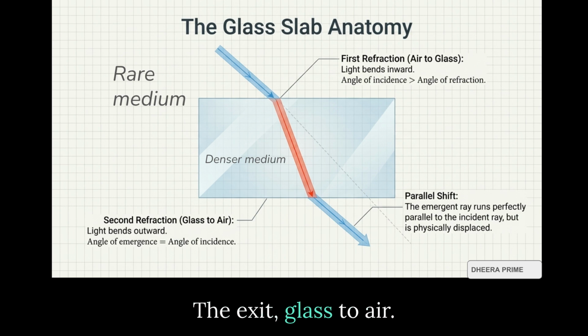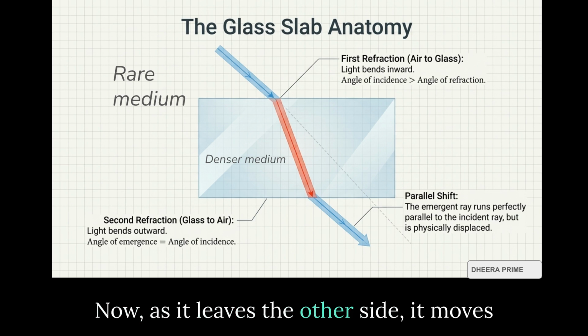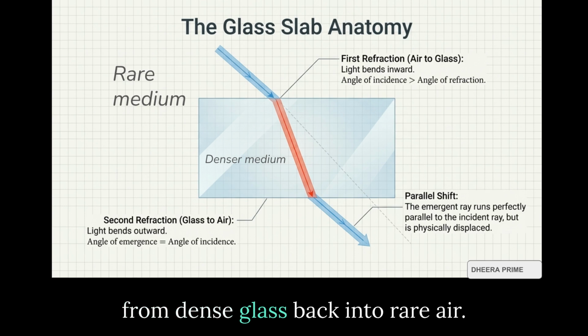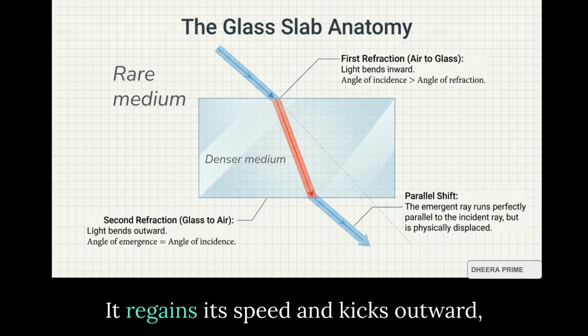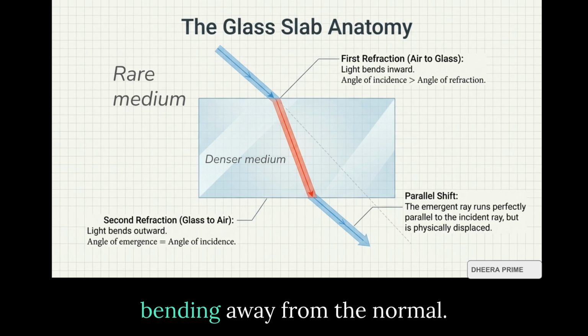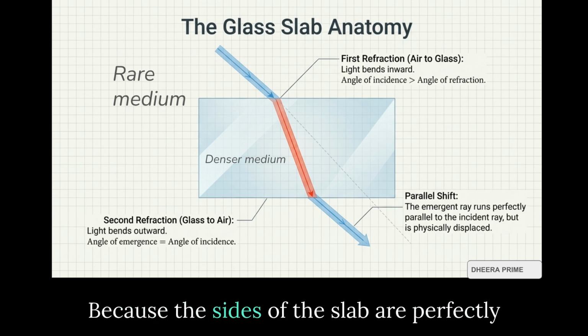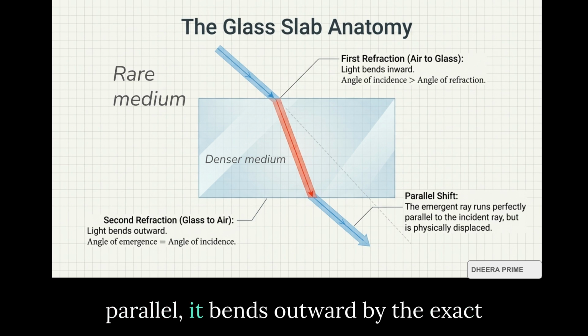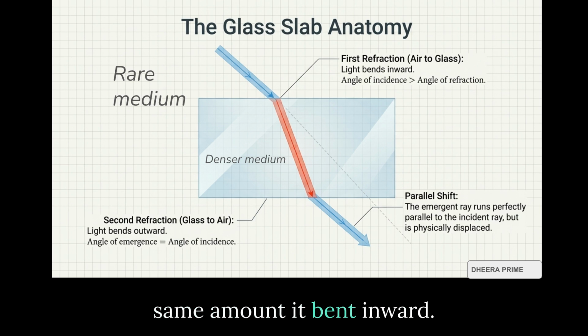The exit, glass to air. Now, as it leaves the other side, it moves from dense glass back into rare air. It regains its speed and kicks outward, bending away from the normal. Because the sides of the slab are perfectly parallel, it bends outward by the exact same amount it bent inward.